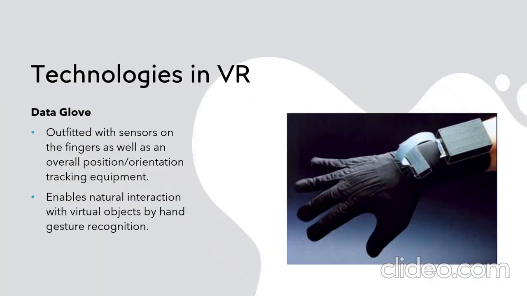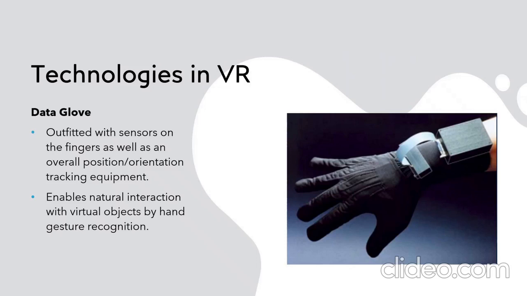And the fourth type is the data glove. A data glove is a specialized input device designed to track the movements and positions of the user's fingers and hand in a virtual environment. This glove is typically embedded with sensors and sometimes haptic feedback devices such as vibrators or force feedback mechanisms.